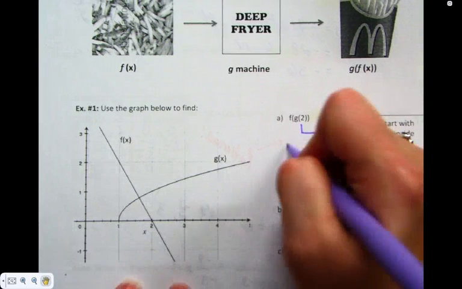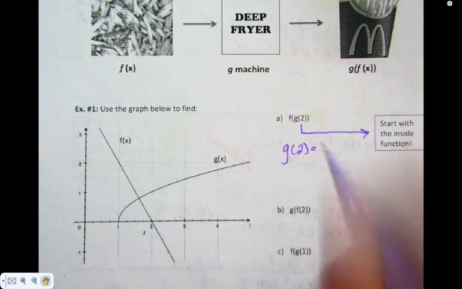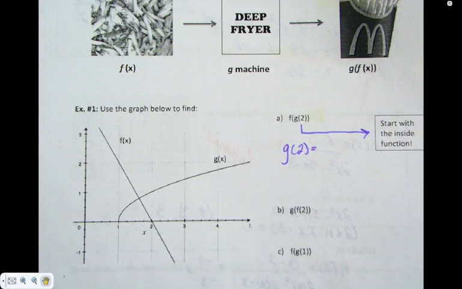So we're going to start with just g of 2. I'm going to ignore that f for a second. I'm starting with the inside, g of 2. What that is asking you without using the words, it's saying go to the g function, go where x equals 2, find the corresponding y value. I'll repeat that. It's saying without using the words, go to the g function, go where x equals 2, find out what the y value is equal to.